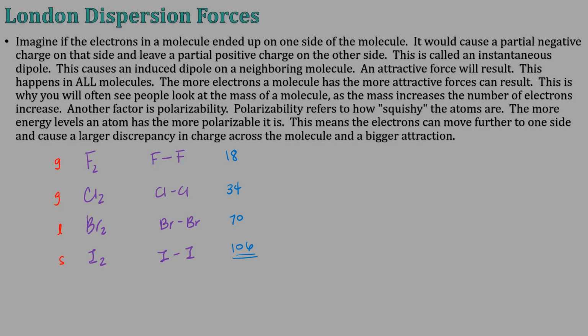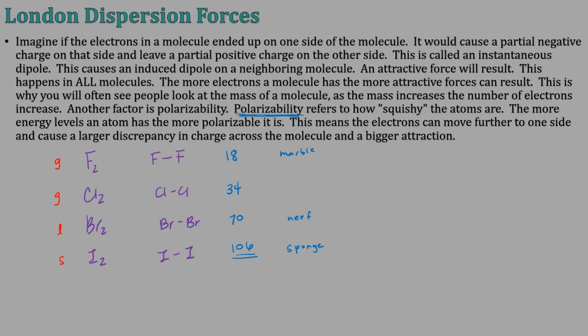So this one has more electrons, therefore it can get a bigger dipole. There's also something called polarizability, and I always think of polarizability as squishy. So if you think of this like a Nerf ball or a sponge ball, one of those spongy balls, maybe bromine is more like a Nerf ball, and fluorine is like a marble. So they get more squishy.